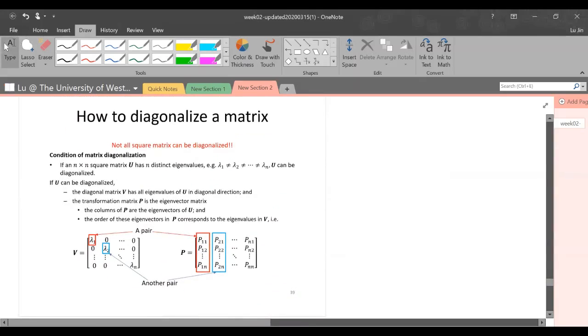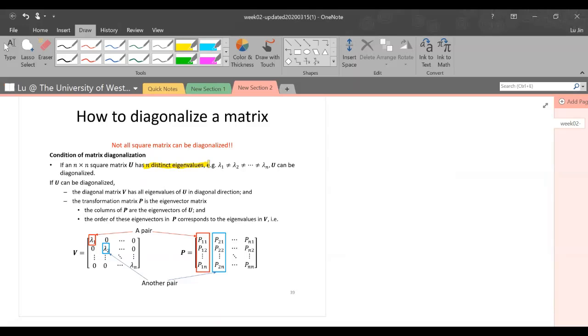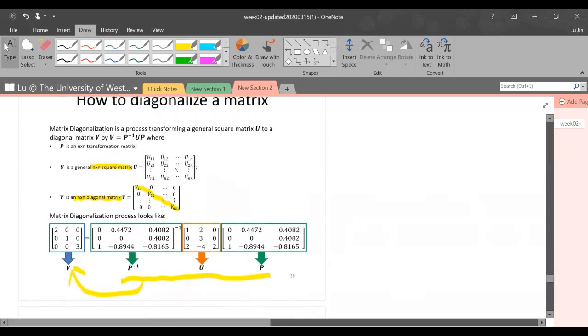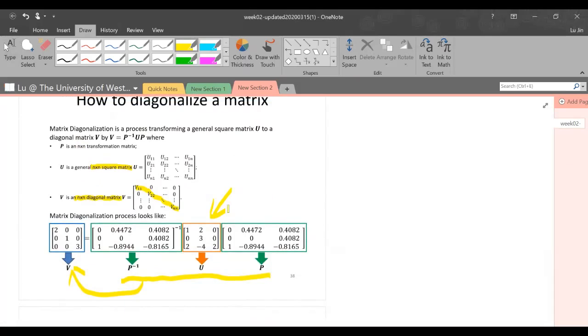But here, please bear in mind, not all square matrices can be diagonalized. Some square matrices U cannot be converted to a diagonal matrix. But what is the condition of the diagonalization? For an n by n U matrix, you must have n distinct eigenvalues. In other words, in my U matrix, for example, this is a 3 by 3 matrix, so n equals 3. From this U matrix, you must have 3 different eigenvalues.